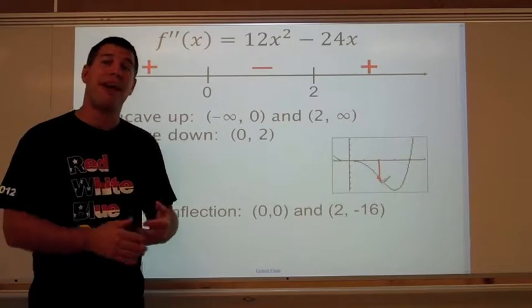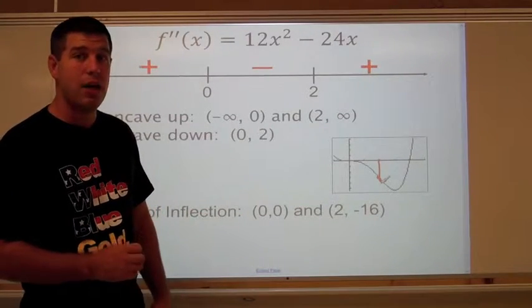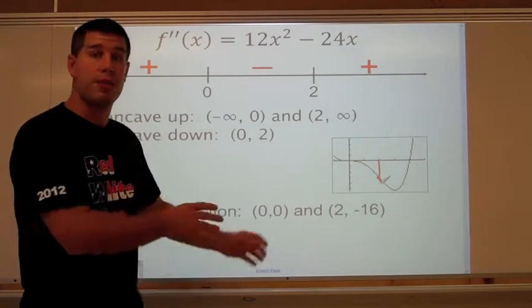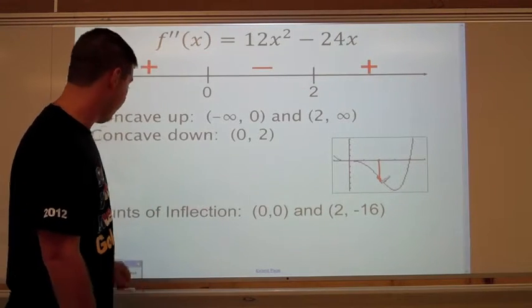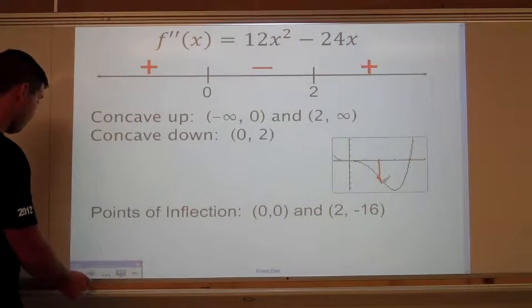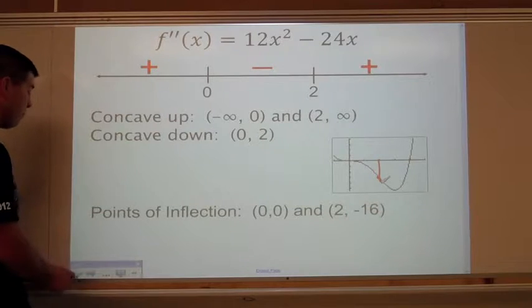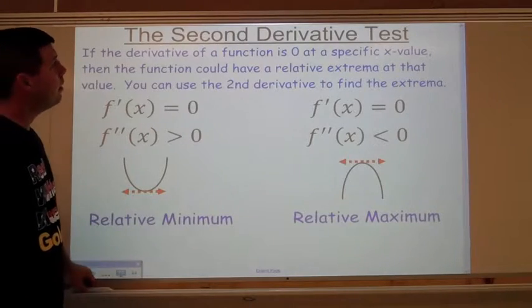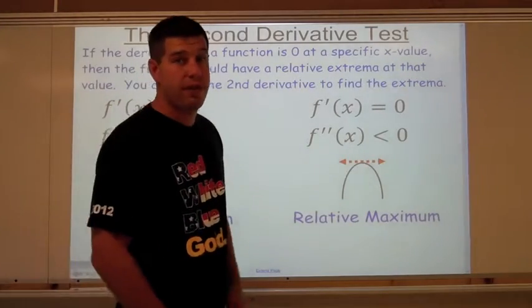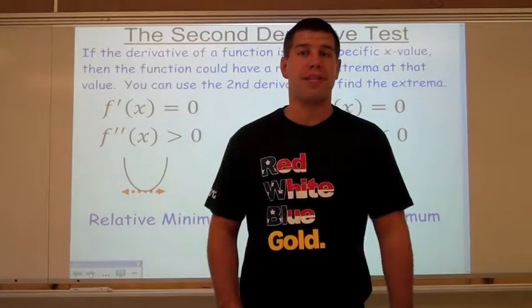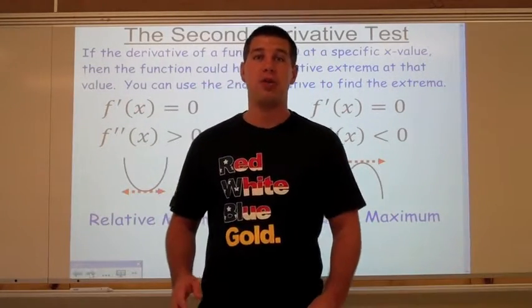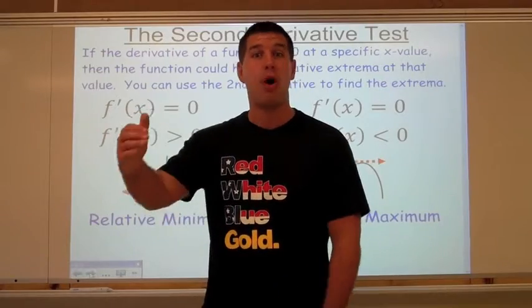So finding points of inflection is very similar to finding critical numbers, using critical numbers to find relative extrema. Finally, there's something called the second derivative test. Just like the first derivative test, the second derivative test is used to find relative extrema, relative maximum or relative minimum.